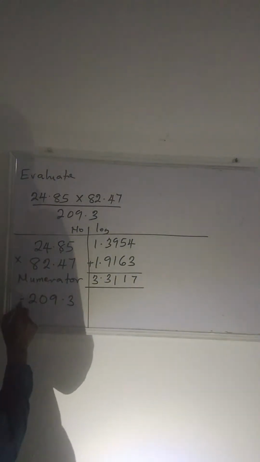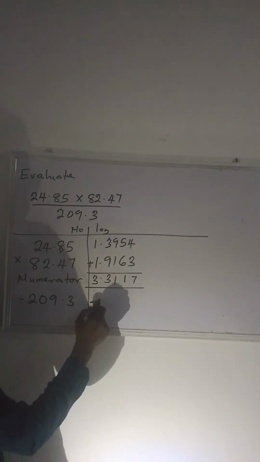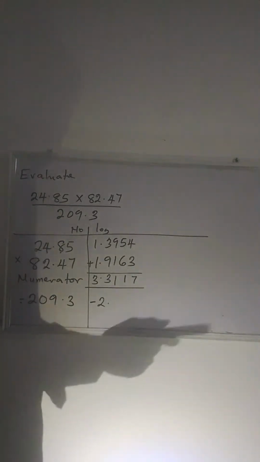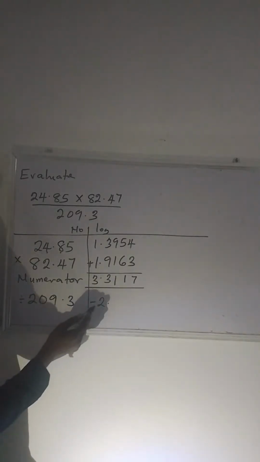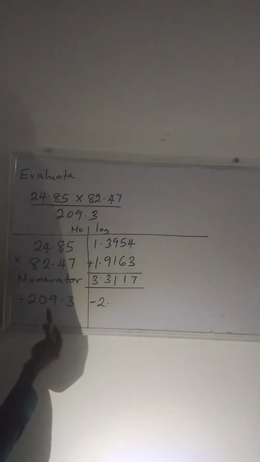Don't forget we are dividing, so we put -2 here. The characteristic is the number of times I'm going to move this point to make this number be in standard form, which is 2. 1, 2. All right, so the characteristic is 2.